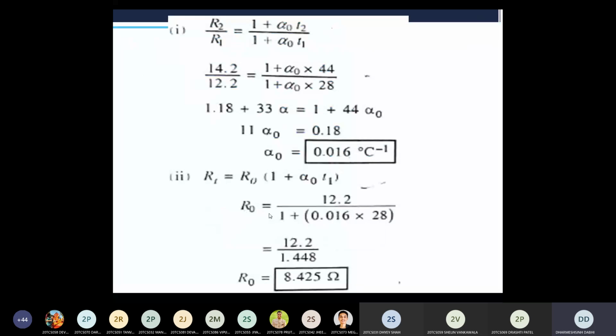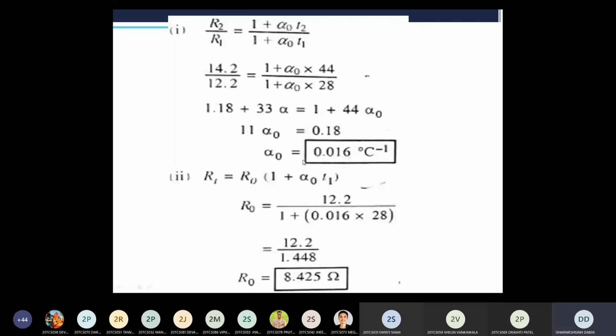As you know the equation, RT is equal to R0 into (1 plus alpha 0 T). If you combine both values and take the ratio of both equations, R2 divided by R1 is equal to (1 plus alpha 0 T2) divided by (1 plus alpha 0 T1), where R0 is cancelled out. R2 is 14.4 ohm, R1 is 12.2 ohm, alpha 0 we need to calculate, T2 is 44 degrees, T1 is 28 degrees Celsius. If you simplify this, you get alpha 0 equal to 0.016 Celsius inverse. Celsius inverse is the unit of the temperature coefficient.